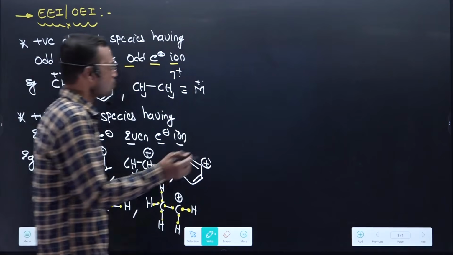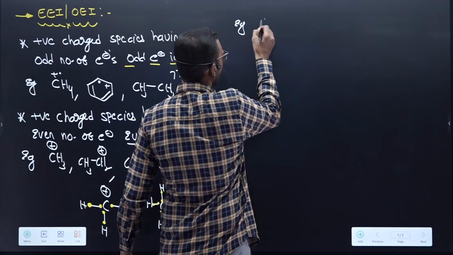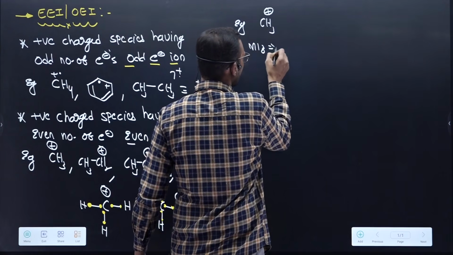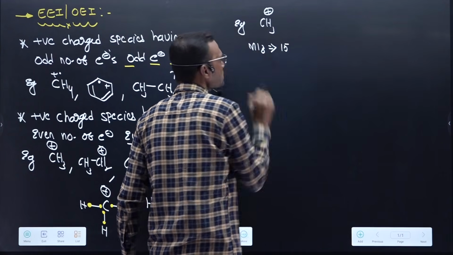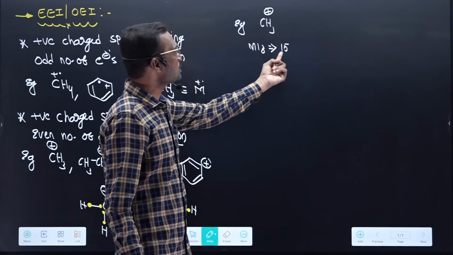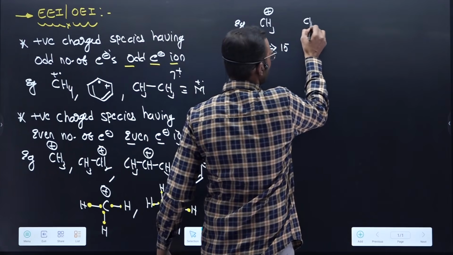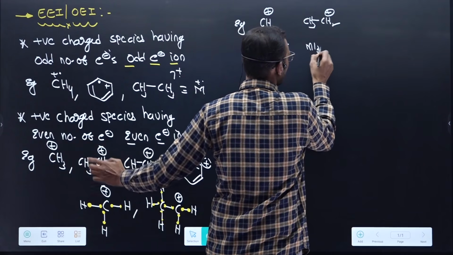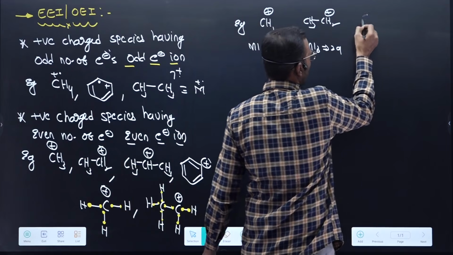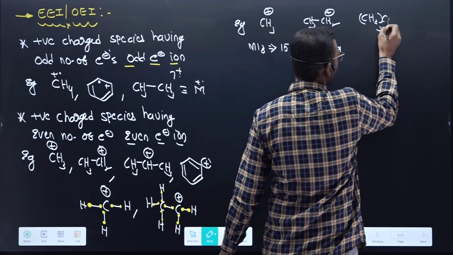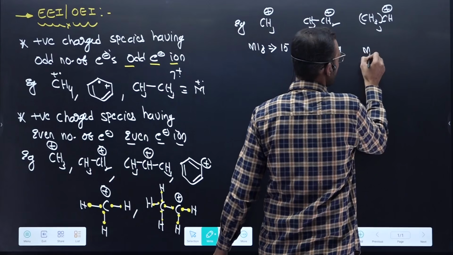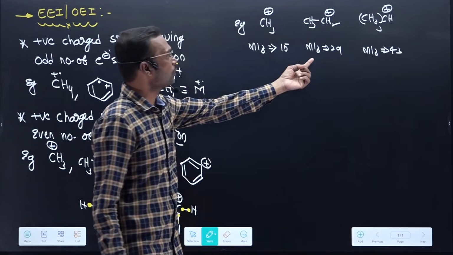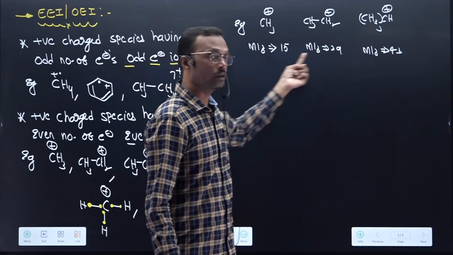So one more example I will show to identify even electron ion clearly. Suppose see, this is a carbocation having m by z value 15. This is the m by z value, remember. Now, one more ion I am writing, this is called ethyl carbocation, same. This is 29. And if I write isopropyl, CH3 taken 2 times, CH plus, your m by z value is 43. Okay, 15, 29, 43. Mass number is odd.